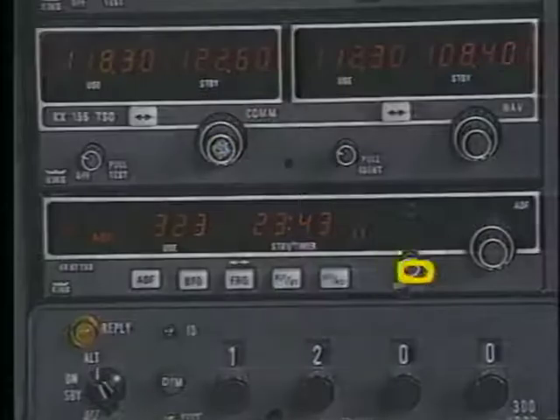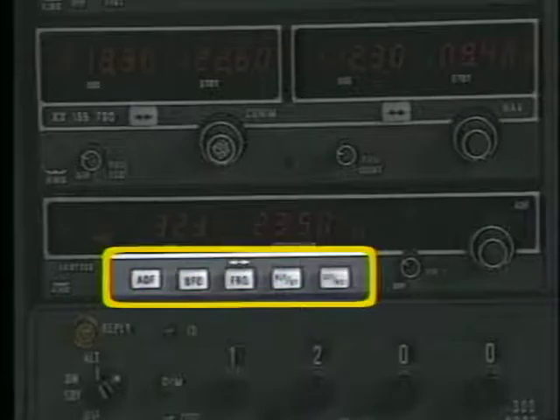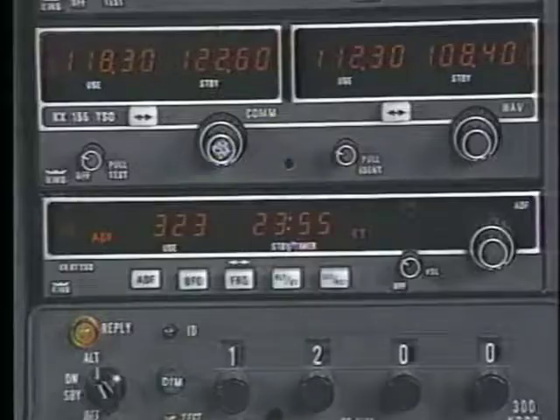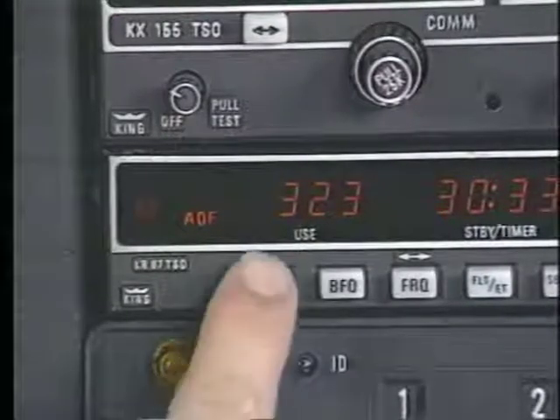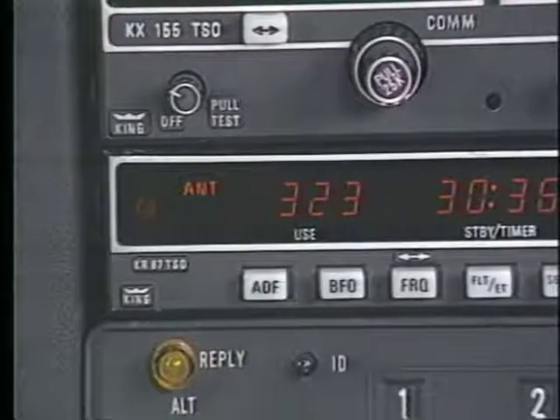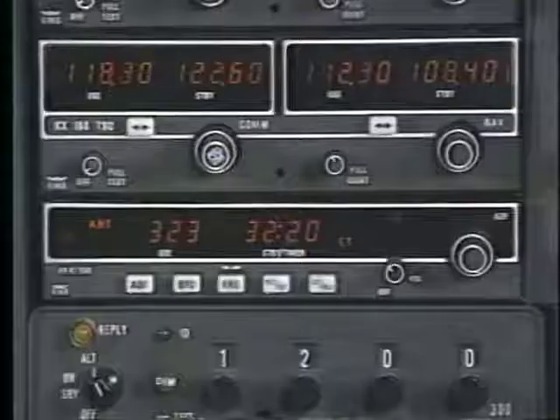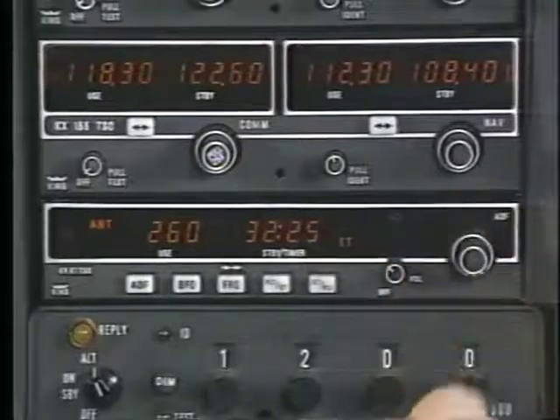This receiver has an on-off volume control knob, a station frequency selector, and several mode selectors. These selectors allow you to perform a number of functions. For example, the mode selector labeled ADF allows you to operate in either ADF or ANT, which stands for the antenna function. This mode provides maximum sensitivity to radio signals for tuning and identifying the station. With the selector in this mode, enter the NDB frequency in the receiver.